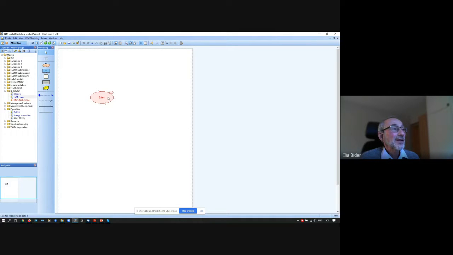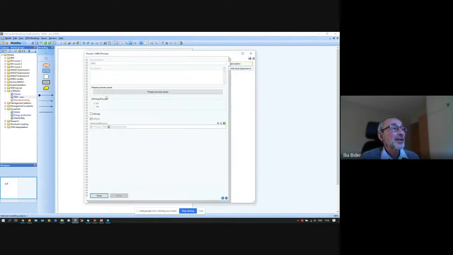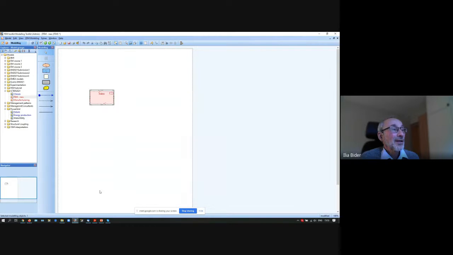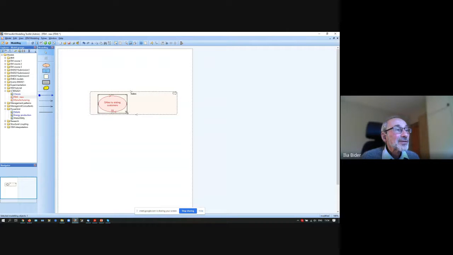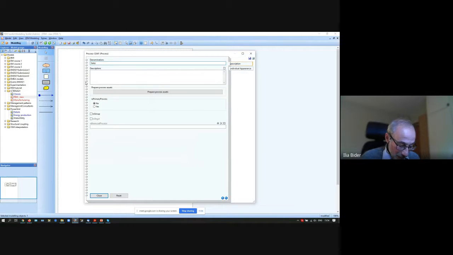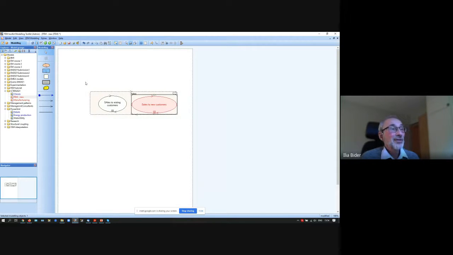And the third one, nest link, we can expand this element by defining it's a group and putting something in it, and it can be a new process. Like the sales for existing customers, and another one, sales to new customers. And this is nest link.